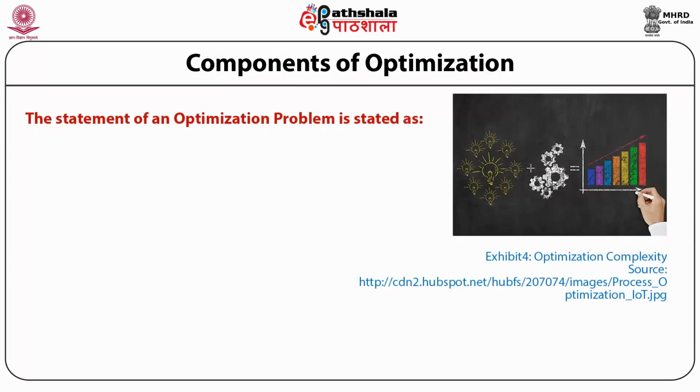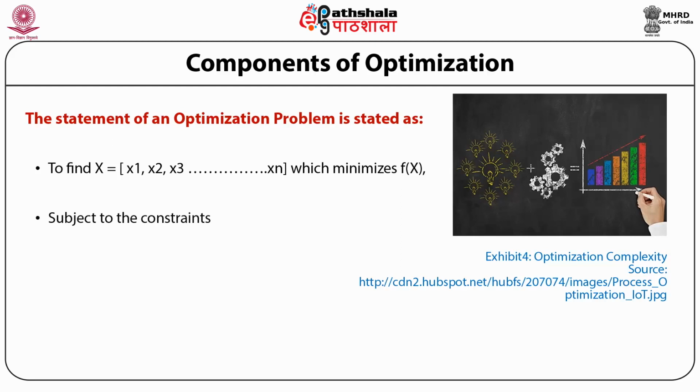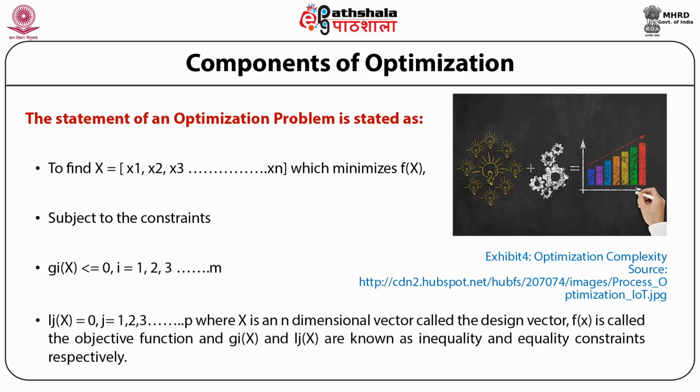An optimization problem is stated as: find x, for values of x ranging from 1 to n, which minimizes the function f(x), subject to constraints such as g_i(x) for values ranging from 1 to m, and L_j(x) that may equate to 0 for different values of j, where x is an n-dimensional vector called the design vector, f(x) is called the objective function, and g and L are known as inequality and equality constraints respectively.